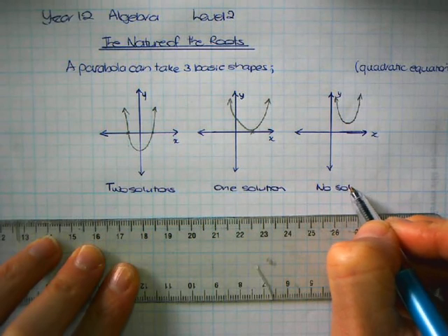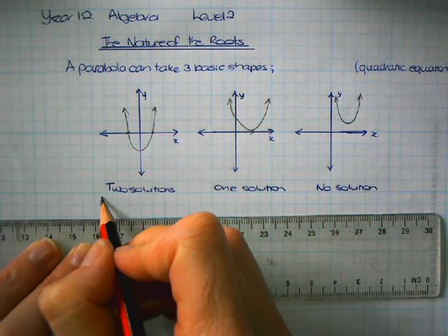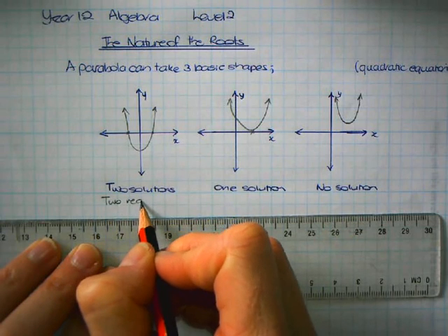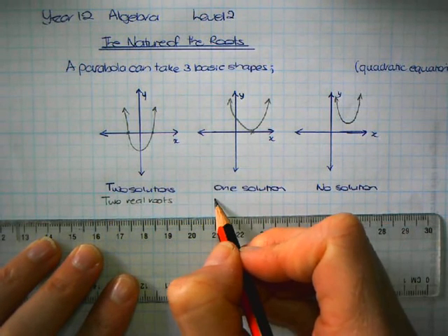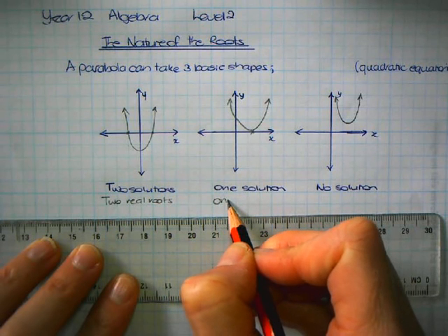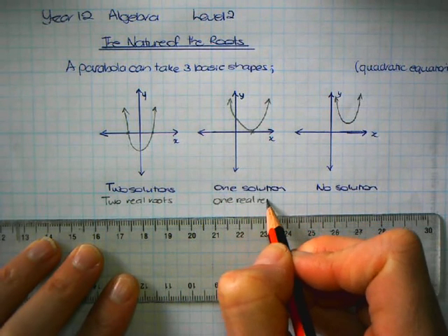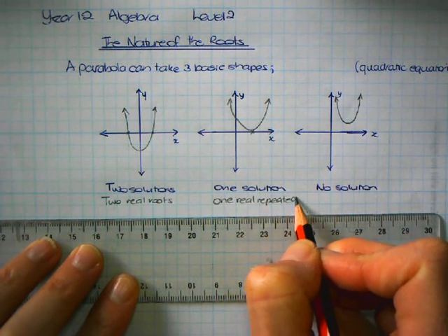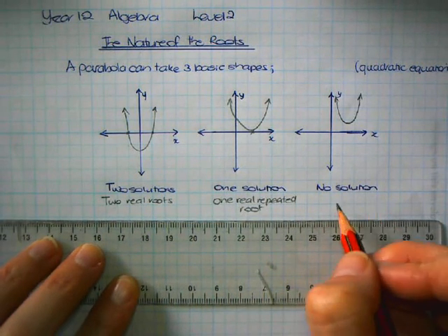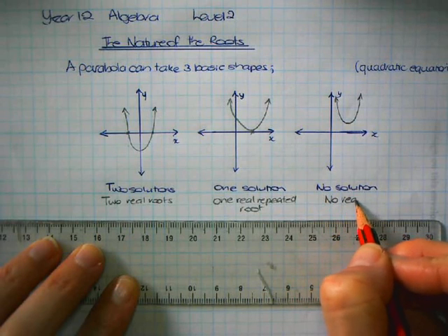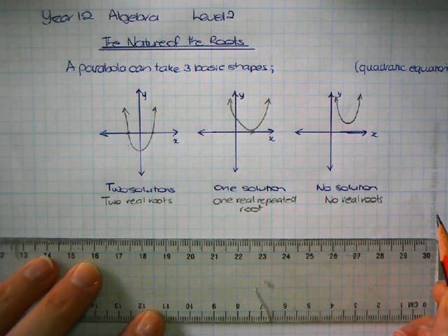and no solution. In terms of math, we call this two real roots. And this one, one real, often called repeated, one real repeated root, and the last one is no real root or solution.